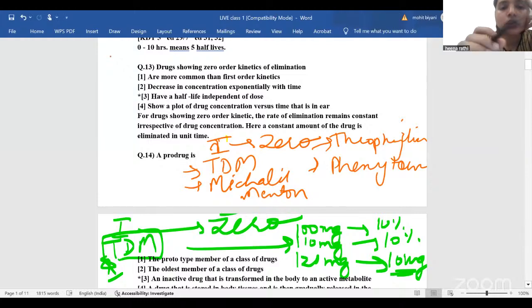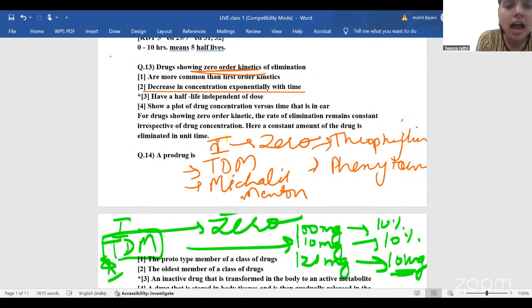So our question was, are drugs showing zero order kinetics of elimination more common than first order? No. Most of the drugs follow first order kinetics. There are a few drugs which follow zero order kinetics, and there are also a few drugs which change their kinetics with the increased concentration. So option A is wrong. Second, does concentration decrease exponentially with time in zero order kinetics? No, because a constant amount of the drug is getting eliminated.